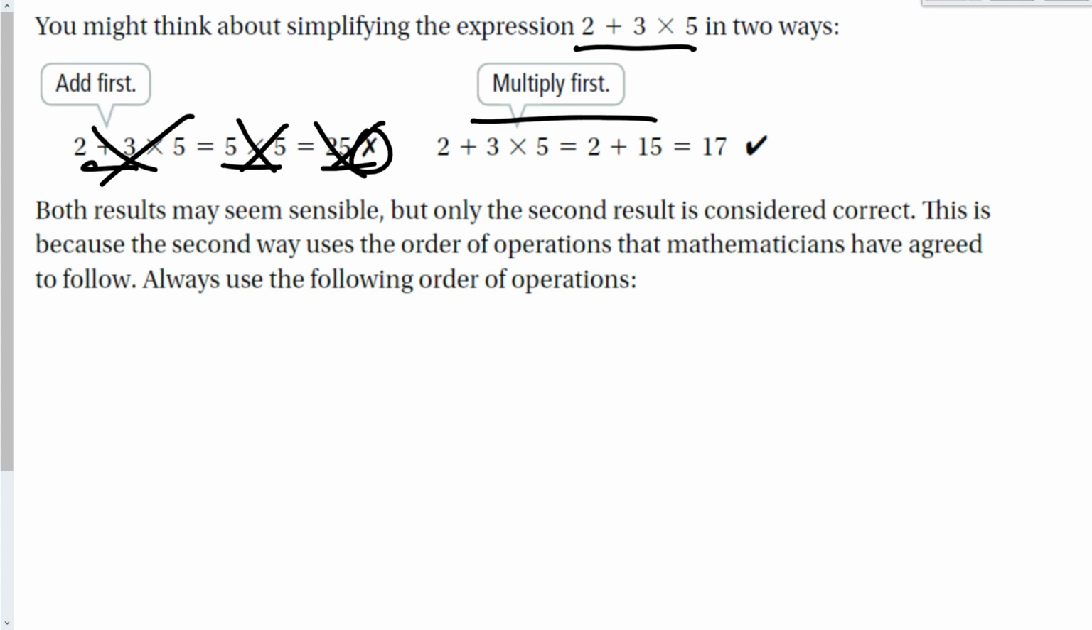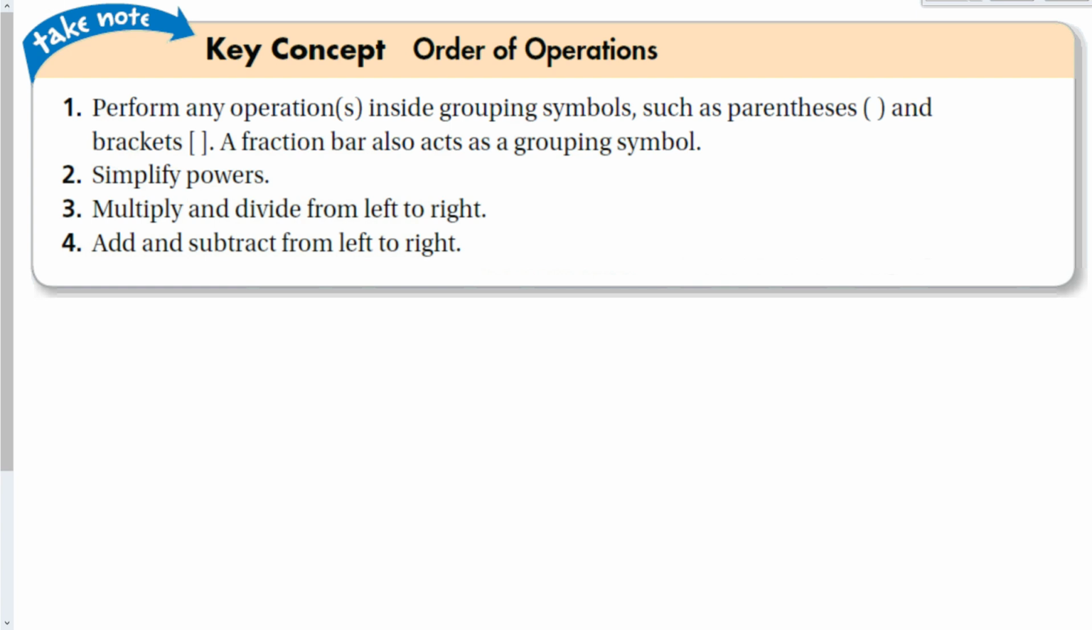We want to multiply first and take 3 times the 5 to give me a 15, then add the 2 to give me 17. And 25 and 17 are much different answers. So both of these seem like they could be okay, but only the 17 is correct. This is because the second way uses order of operations that mathematicians over the years have agreed to follow. We're always going to use the following order of operations.